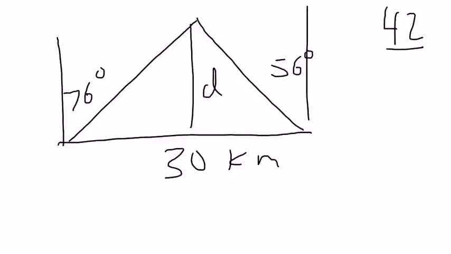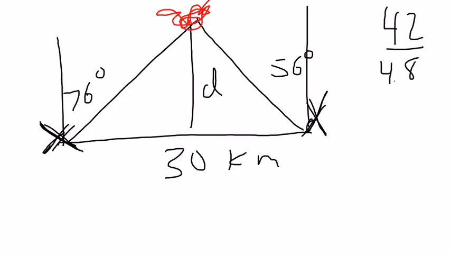Okay, class, here's number 42 from the assignment, section 4.8. You're given that there's a fire tower here and right here. You're told that there's a fire up here in the woods. Okay, big fire. And you're supposed to figure out the distance to that fire from a line drawn between the two towers. Okay, so how are we going to do that?